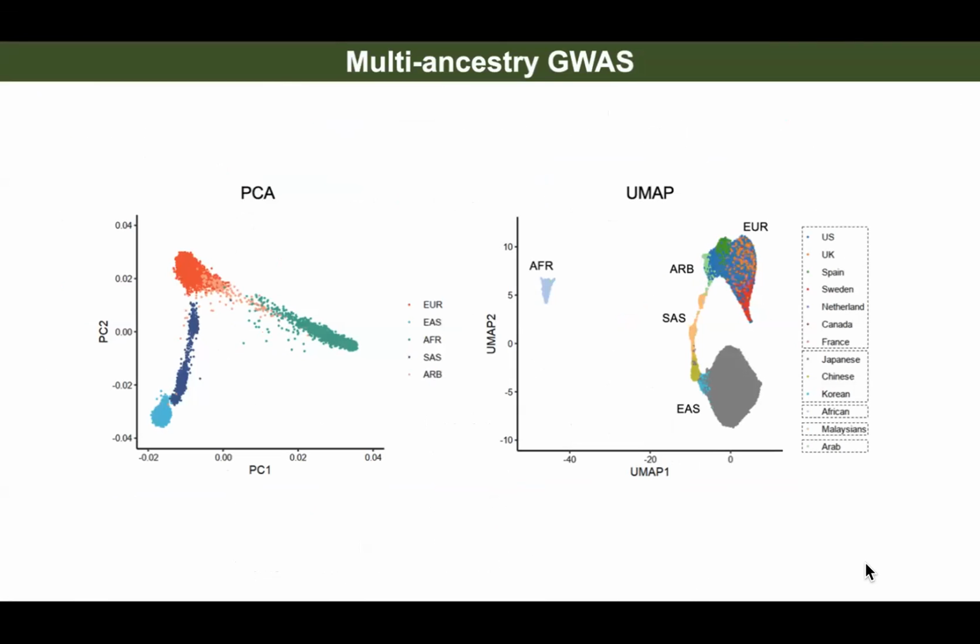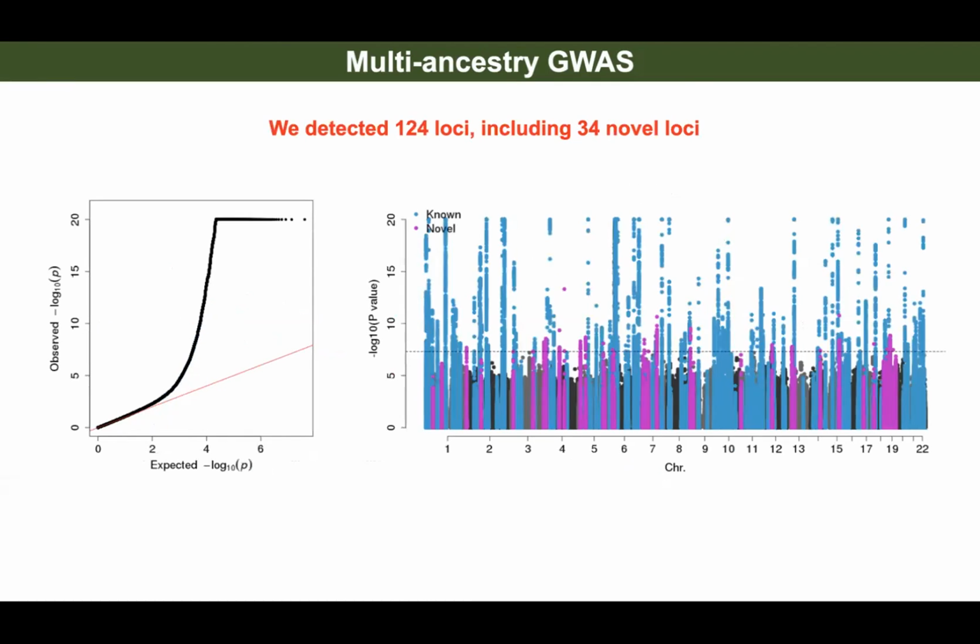This is a principal components analysis plot and a UMAP of our samples. So you can see that based on genotype data alone, we're able to separate out the different populations, not surprisingly. And we found about 124 loci. When you combine that with the alleles that were known before, it's about 150, littering every region of the genome.